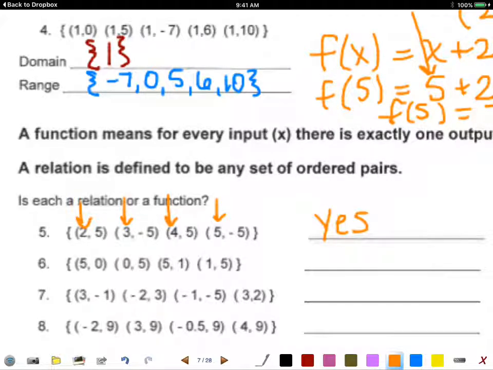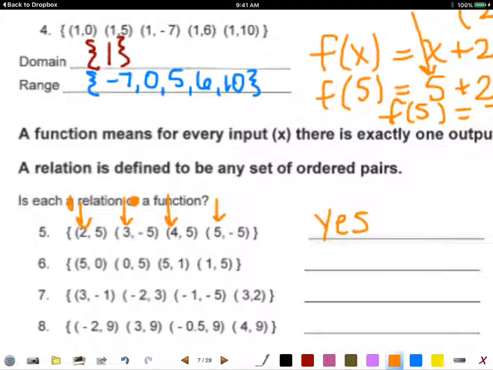I want it to say, is each relation a function? Scratch out the "A" and scratch out the "or." Every set of these numbers is a relation. It's relating things together. I want you to tell me yes or no. Is it a function or not?